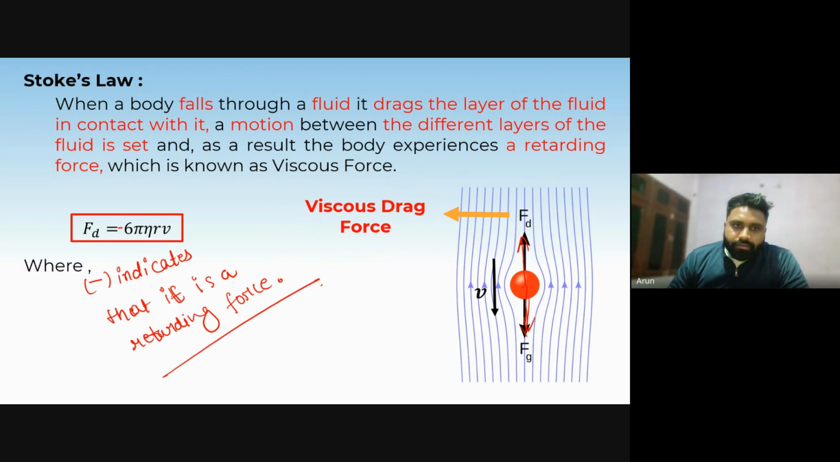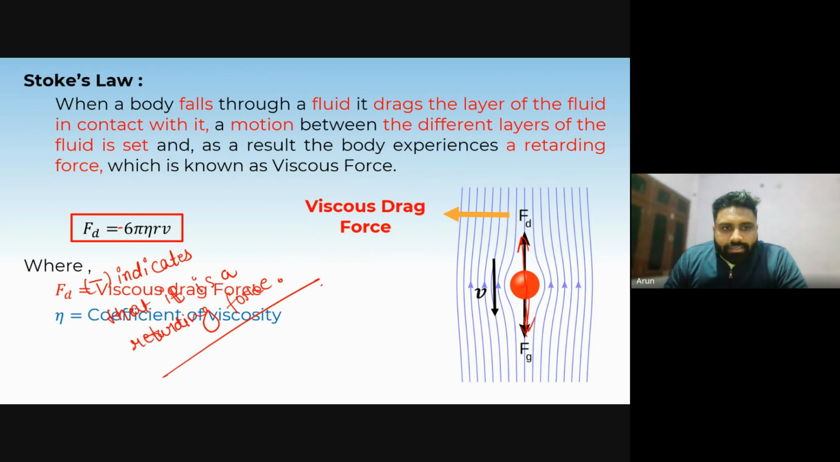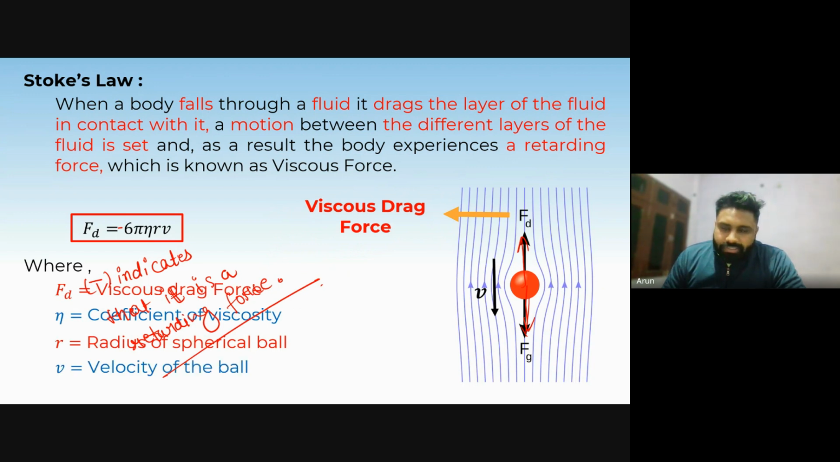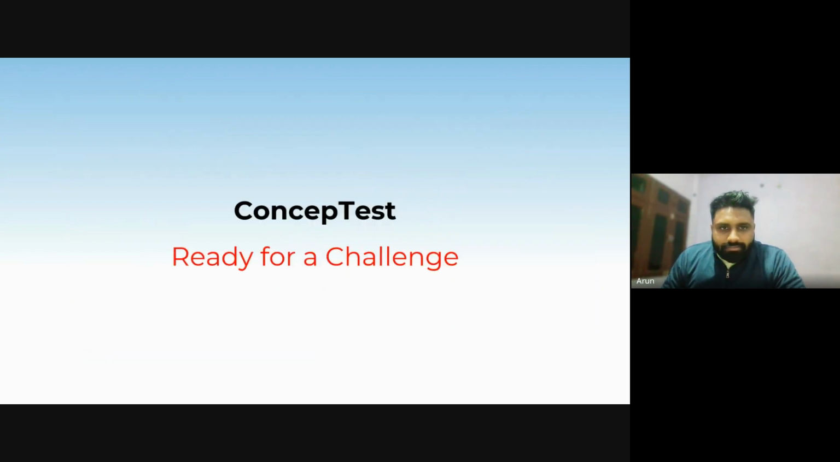Got it? Where Fd is the viscous drag force, eta is the coefficient of viscosity, r is the radius of the spherical ball. These are the basic terms, so I will not introduce what viscosity is. We have already discussed it. And v is, obviously, the velocity of the ball. Okay.